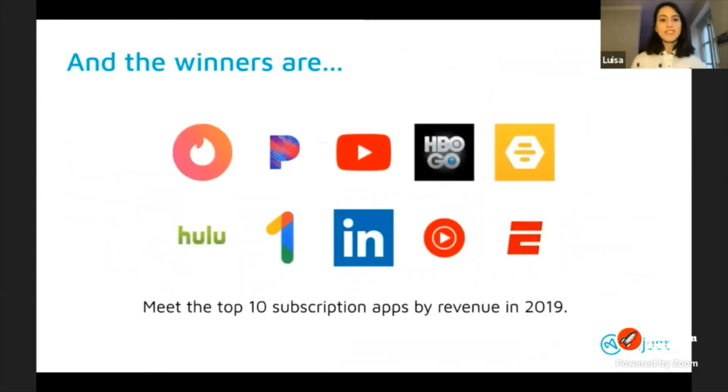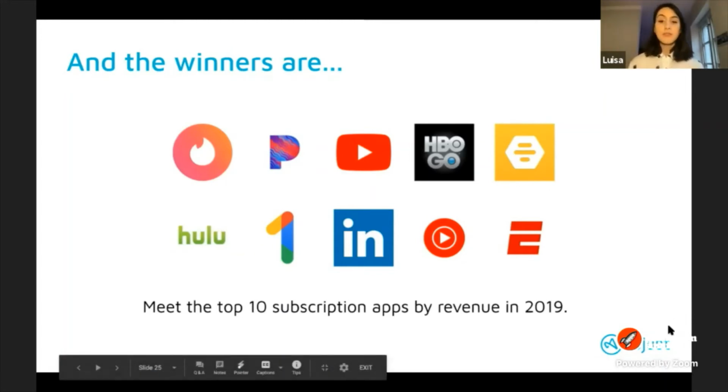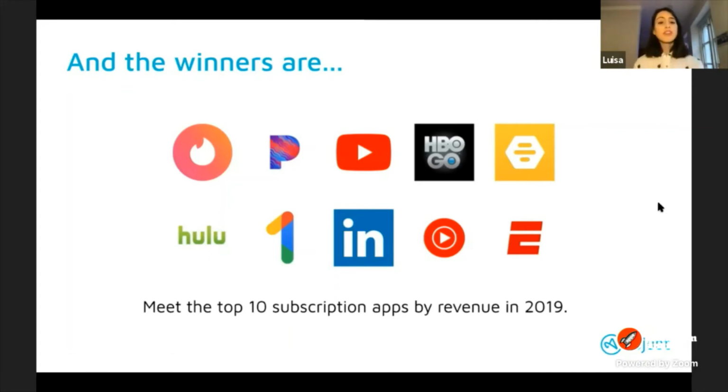Okay. Now, if you ask me, who are those companies cashing in? Who are the people making money with subscription? If there's 120 billion being generated this year, I will tell you, those are the 10 ones. Those are the top 10 subscription apps by revenue in 2019. As you can see, the majority of them are entertainment ones, but you also have some lifestyle apps, like Tinder and Bumble, and some other ones also like LinkedIn and all of them.